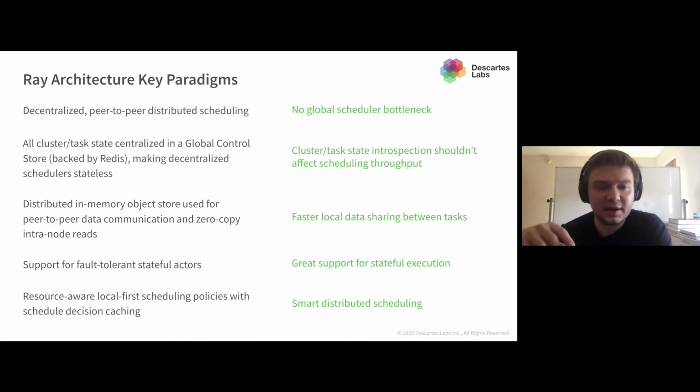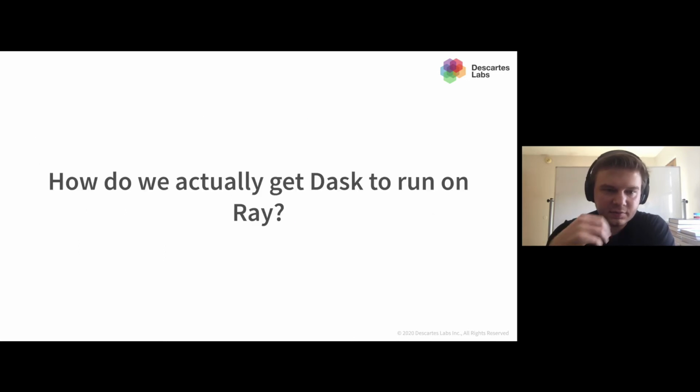And there's stuff coming down the pike such as locality-aware scheduling and work stealing. That's also super cool and very hard to do in a decentralized scheduler. So how do we actually get Dask to run on Ray?